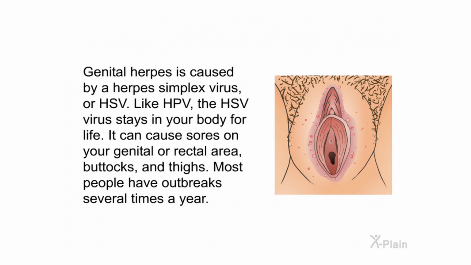Genital herpes is caused by a herpes simplex virus, or HSV. Like HPV, the HSV virus stays in your body for life. It can cause sores on your genital or rectal area, buttocks, and thighs. Most people have outbreaks several times a year.